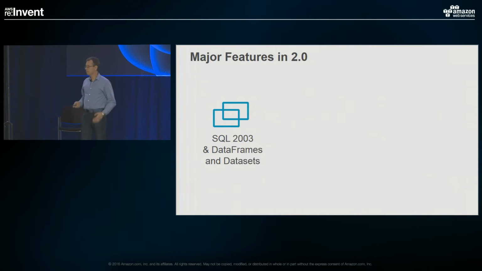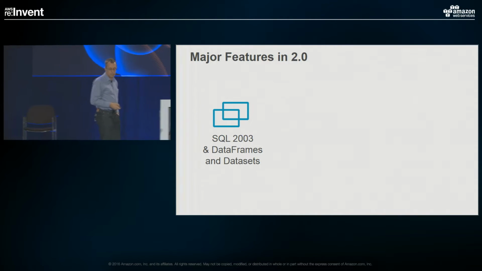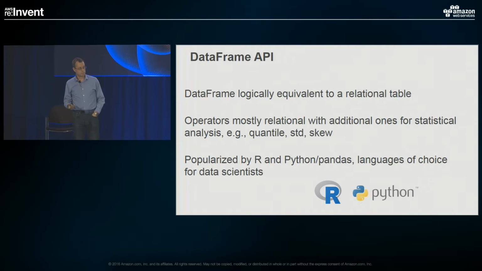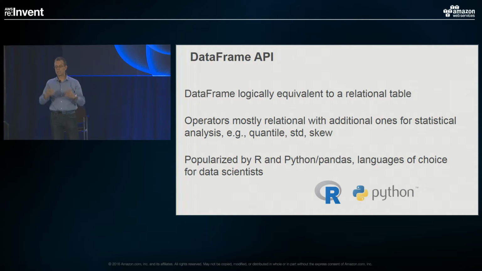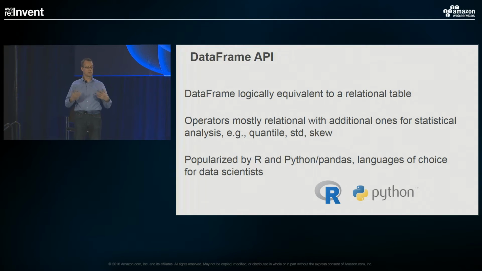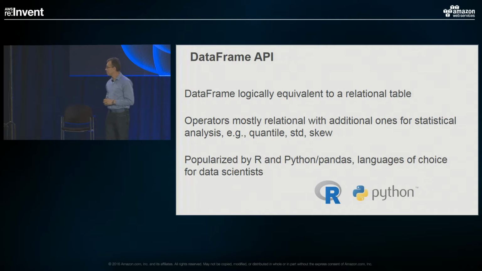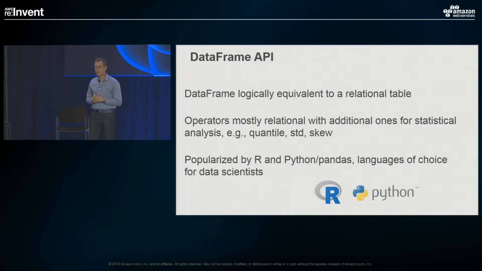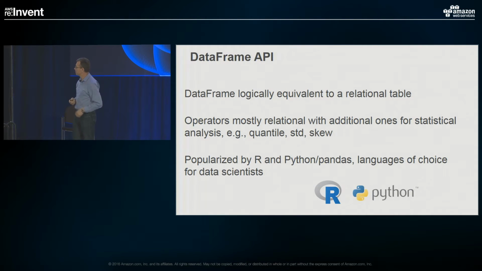And a DataFrame, in turn, you can think about as a table. So it's not only a key and a value, it's a bunch of columns, and each column has a data type. So you have much richer semantics. The operators on DataFrames are mostly relational operators, think about SQL kinds of operators, with a heavy emphasis on statistical analysis, like quantile, standard deviation, skew of the distribution, which you can compute with a simple command.